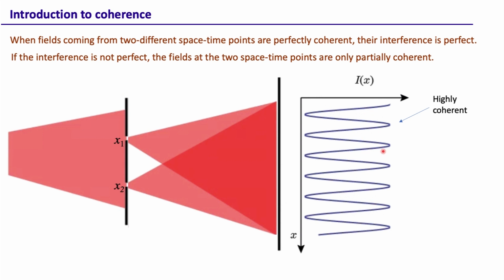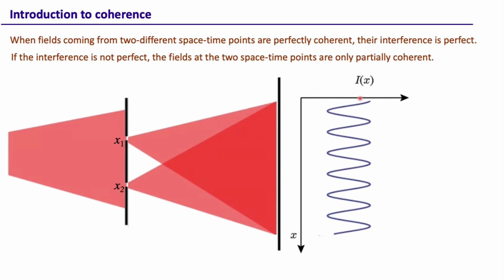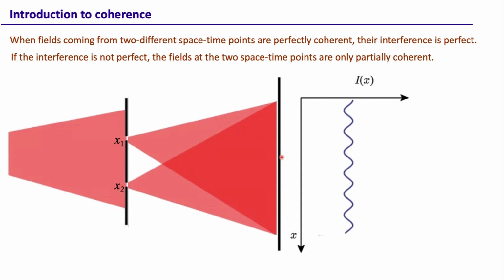But suppose instead we see that the interference pattern is like this. Of course the total energy is still the same, but the lower points are not going all the way down to zero, and the higher points, the maxima, are not going as high. In this case, we say that the light coming from these two slits is mutually partially coherent. If you see that this variation is even smaller, like in this case, it is almost incoherent, nearly incoherent light.